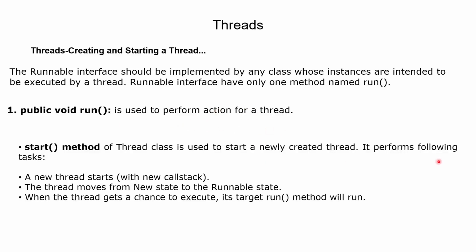The start method of the thread class is used to start a newly created thread, and it has these 3 tasks. A new thread starts. The thread moves from the new state to the runnable state. When the thread gets its chance to execute, its target run method will actually be executed.